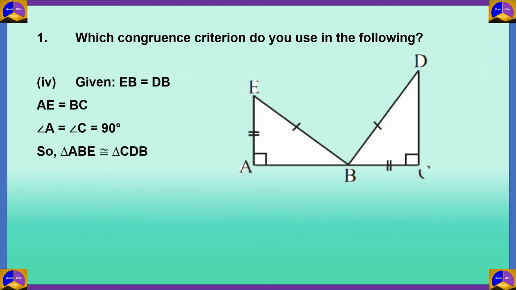Next question. Given EB is equal to DB, AE is equal to BC, angle A is equal to angle C is equal to 90 degrees. So triangle ABE is congruent to triangle CDB. Now let's check each of the statements. EB is equal to DB.